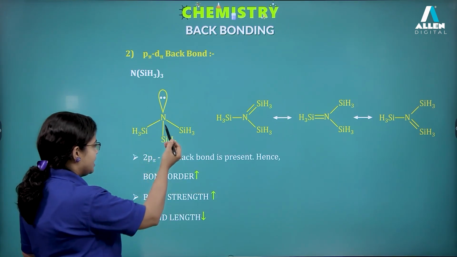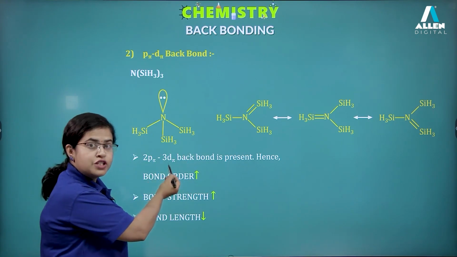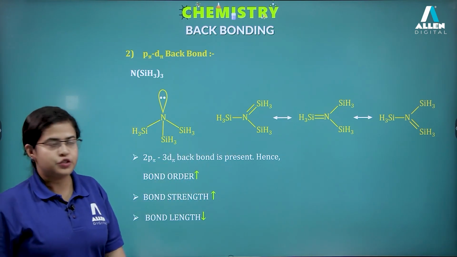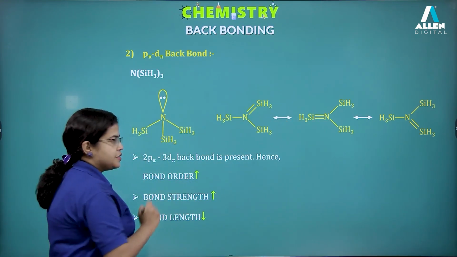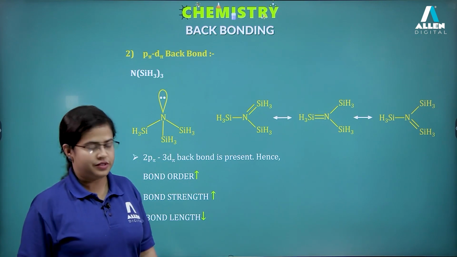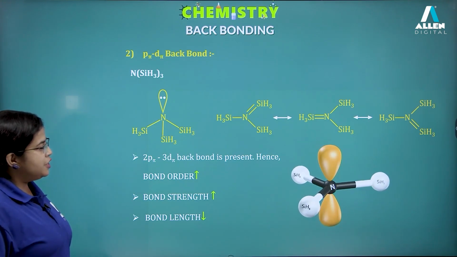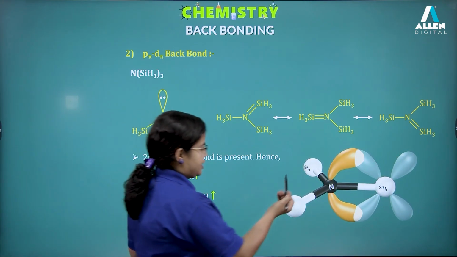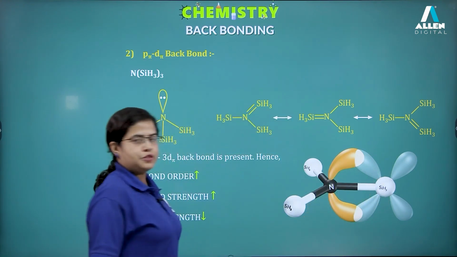So, here you can expect a 2p donating to the 3d of silicon. 2p of nitrogen donating this lone pair to the 3d orbital of silicon atom. As a result of this, you can clearly see that all the 3 bond lengths lie in between a single and a double bond. The bond order increases, and so does the bond strength, and the bond length decreases as a result of this. This is the planar geometry of trisilylamine, and the back donations are shown when nitrogen is the giver, the 3d orbital of silicon is the acceptor.